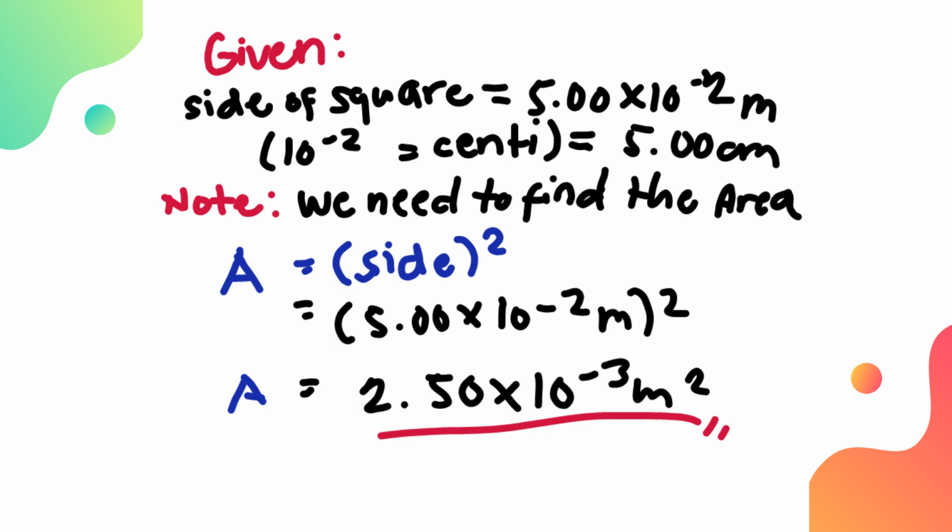So again, in getting the area of the square, apply the formula. The side is 5.00 times 10 raised to negative 2 meter, raised to 2, just squared. Then you will get the area, which is 2.50 times 10 raised to negative 3 meters squared.